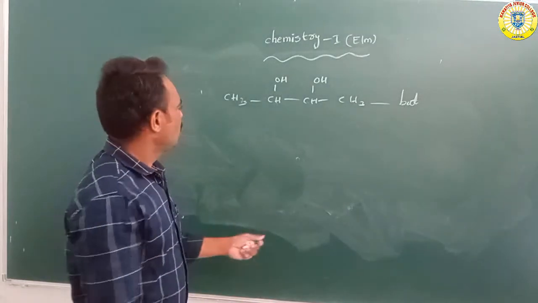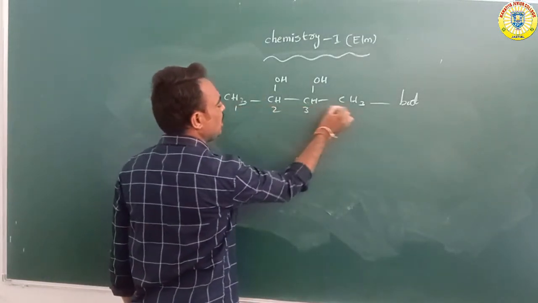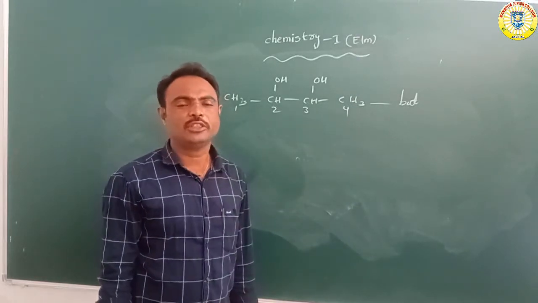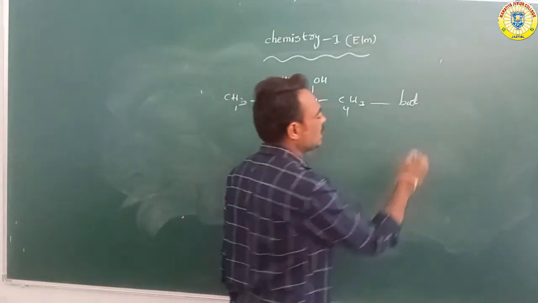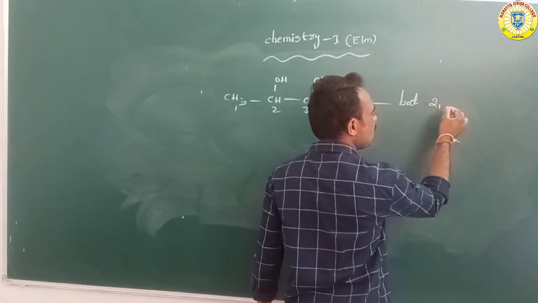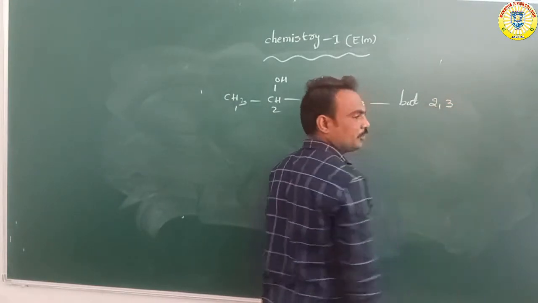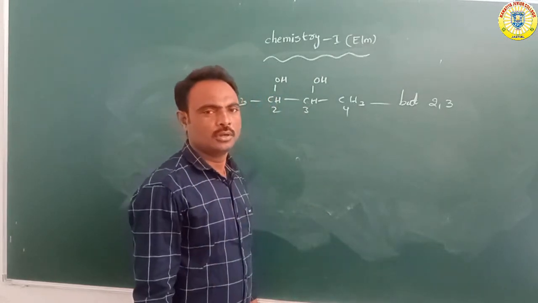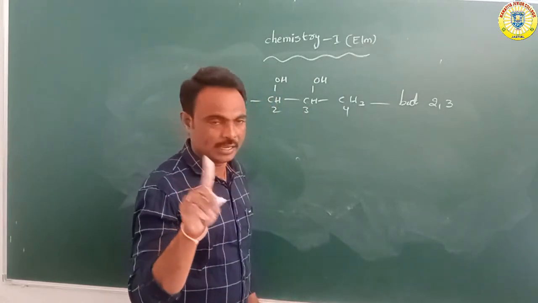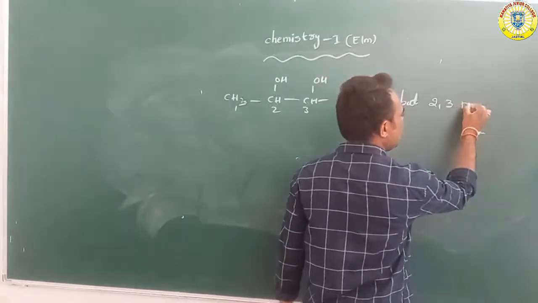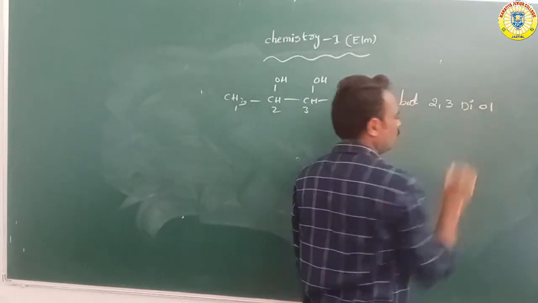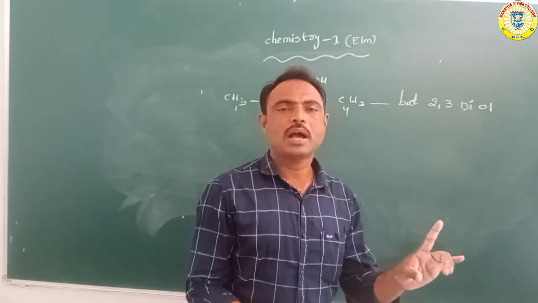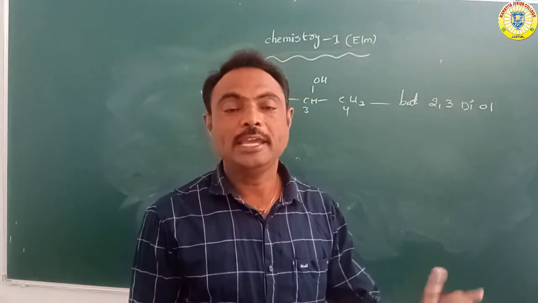So 1, 2, 3, 4. The second and third carbons are attached with OH groups. So at that time we write 2,3 for the two OH groups. We write "di" and then "ol". So butane-2,3-diol.